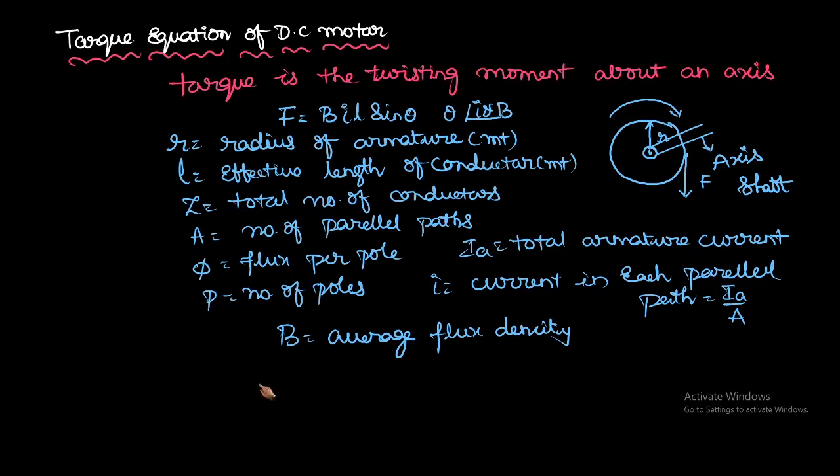So flux density we can calculate as flux per pole divided by the area under each pole. Flux density will be the quantity divided by the area. So here the average flux density is the flux per pole divided by the area under each pole. Let us see what is the area under each pole.